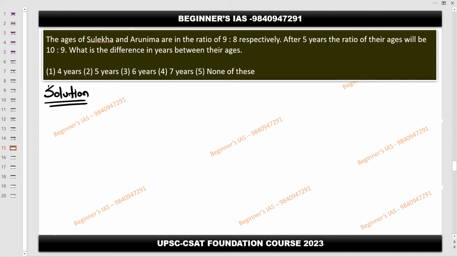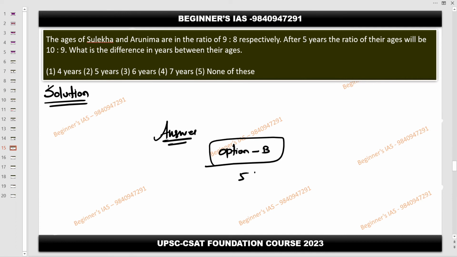The ages of Suleka and Harnima are in the ratio 9:8. 5 years, sir. Yes, sir. So the answer is option B. Anybody need a solution? Already we have done this kind of problems. Shall I move to the next one?